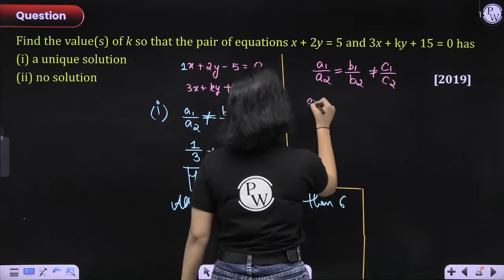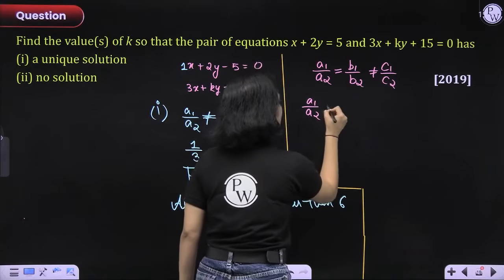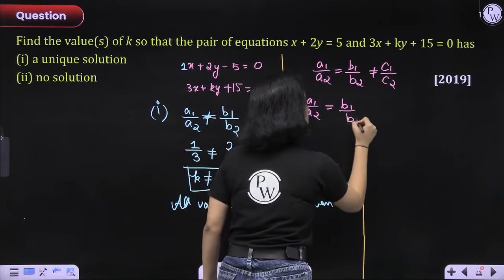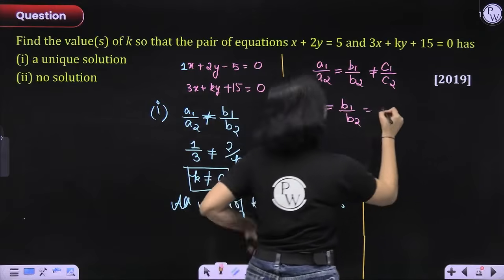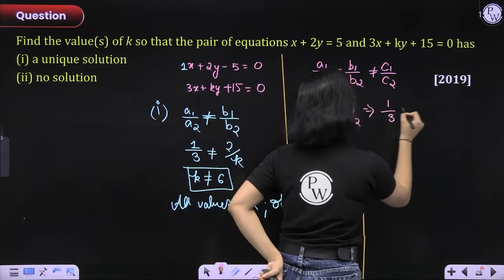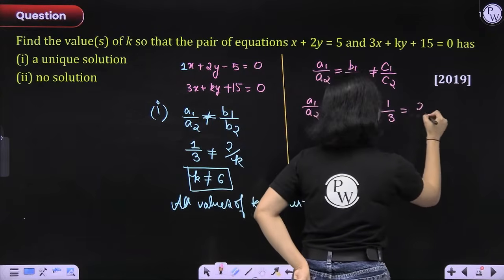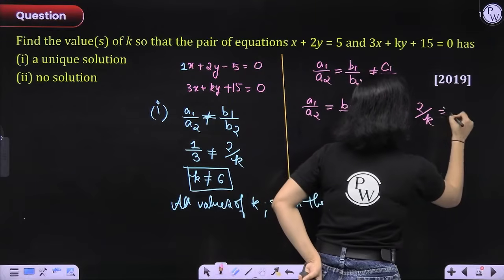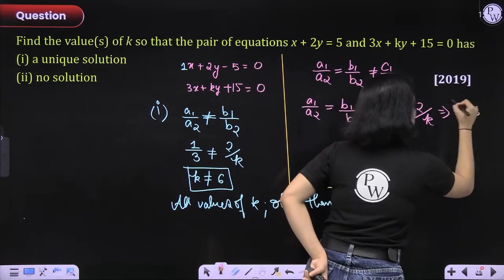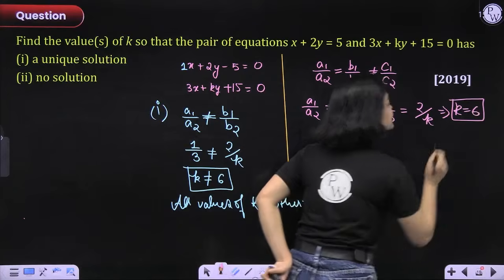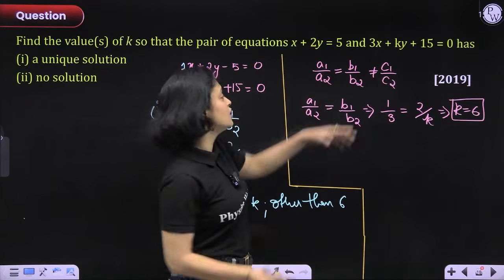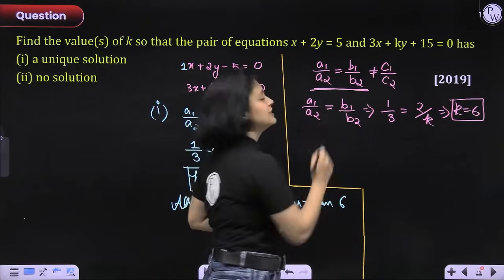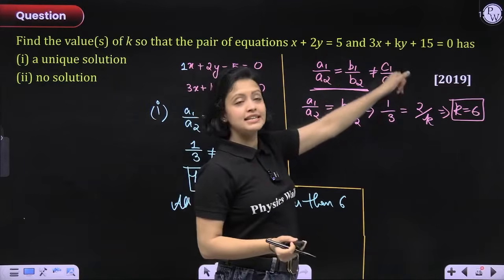So that would be what? Let me write this down here. A1 by A2 is equals to B1 by B2. So that would give you what? 1 by 3 is equals to 2 by k, right? Solving this will give you k is equals to 6. So that means if k is equals to 6, then the first thing holds. This thing will hold, right? This thing will hold. Now what about the next part, right?